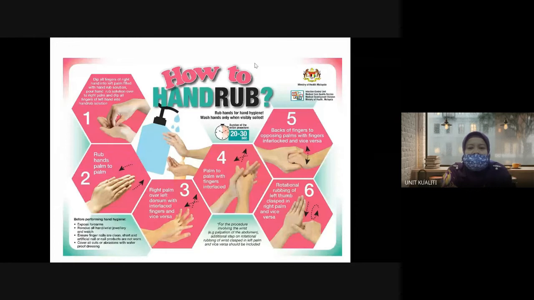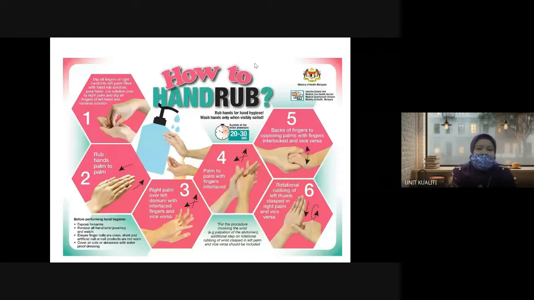Okay, no exception, because we have to do hand rub or hand wash before attending our patient. That's compulsory. Okay, first, you have to dip all fingers of right hand into left palm filled with hand rub solution, and pour hand rub solution over the right palm and dip all fingers of left hand into hand rub solution. So the amount of hand rub that you use depends on how much the hand rub can cover your palm.